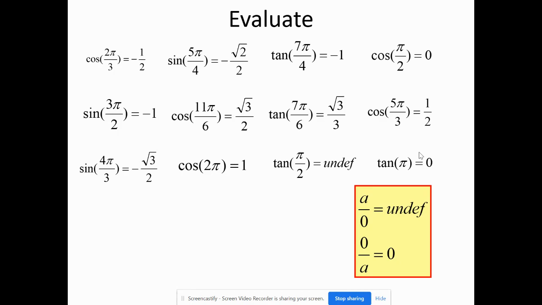Hopefully you are able to get through these, and they seem pretty easy. Like I said, tangent takes some work. The over 4 are nice because the top and bottom are the same, so they're either 1 or -1.